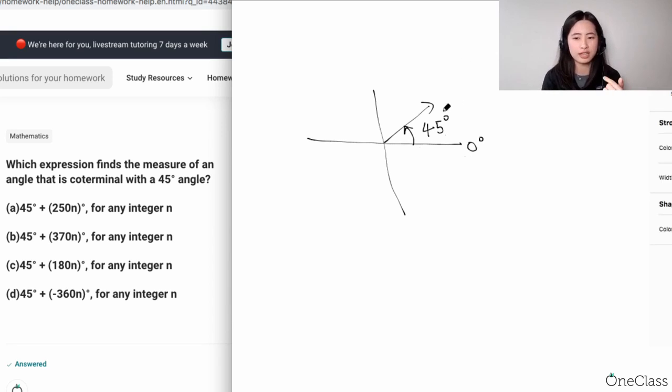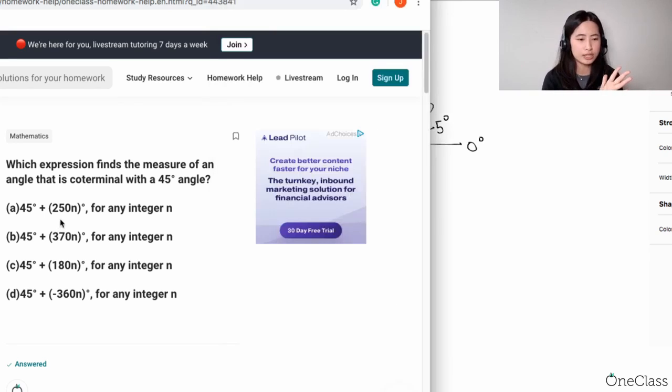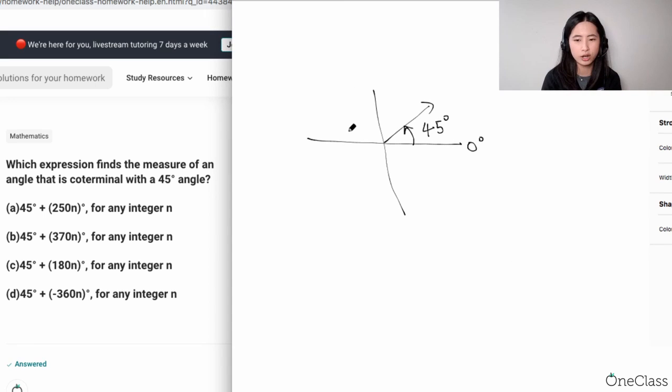Great, so we have this initial side, which is this 45 degrees. If you have coterminal angles, because they're giving you 250, 370, 180, and negative 360n, it's either you add or subtract, depending on the given angle. So right here, your coterminal angle is going to share that initial side. That means the coterminal angle would be this angle over here. Okay, great. So I think I've covered that.